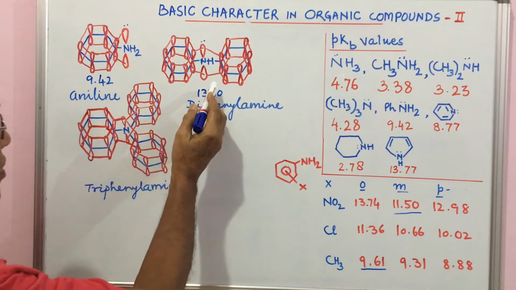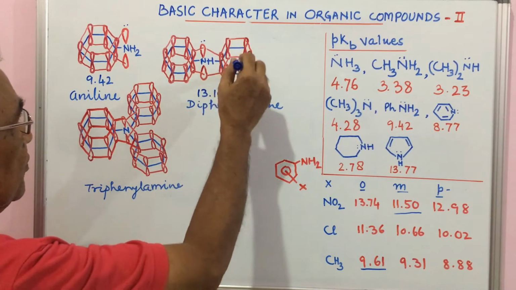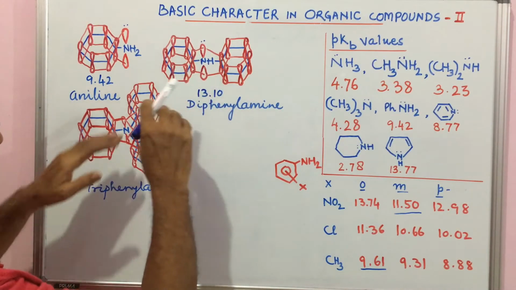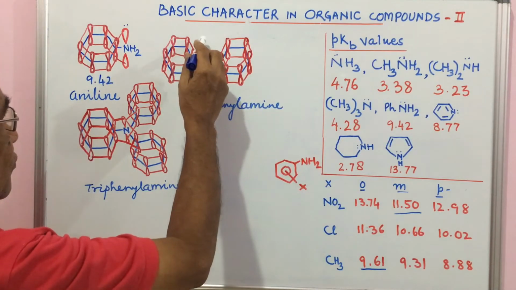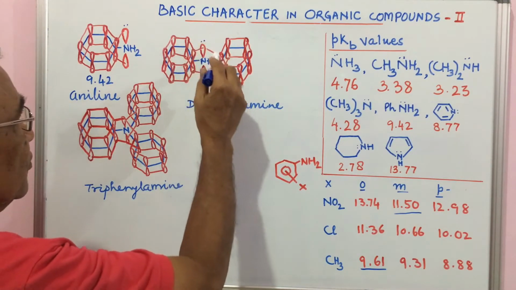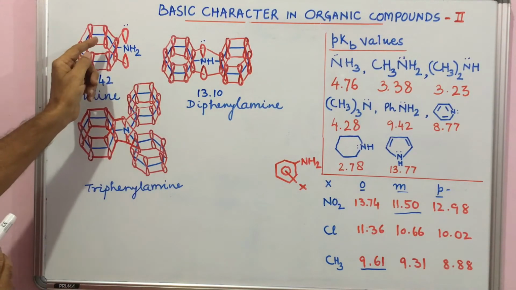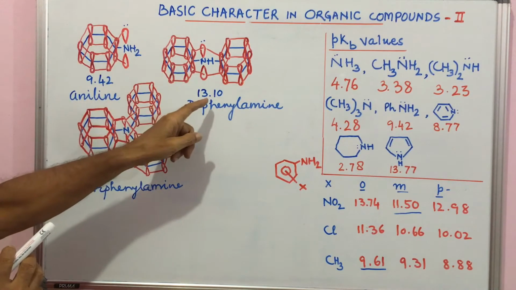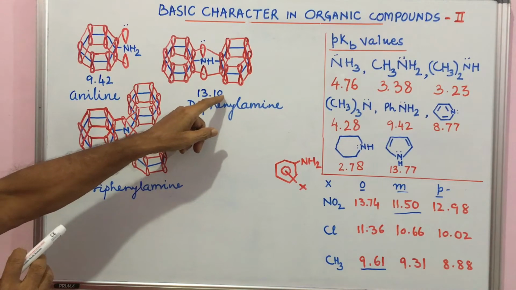In case of diphenylamine, you have 2 phenyl groups, 6 p orbitals here, 6 here, and this one, they all are parallel on the same plane. So, this is delocalized towards both the rings, hence is less available than in aniline. Therefore, the basic character decreases, the value comes to 13.10.